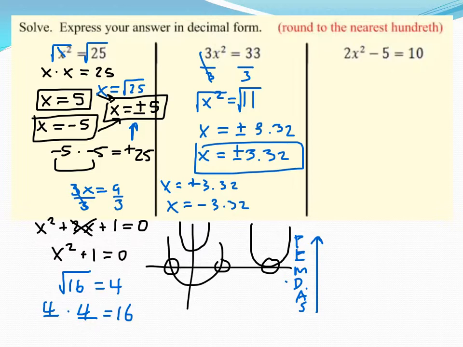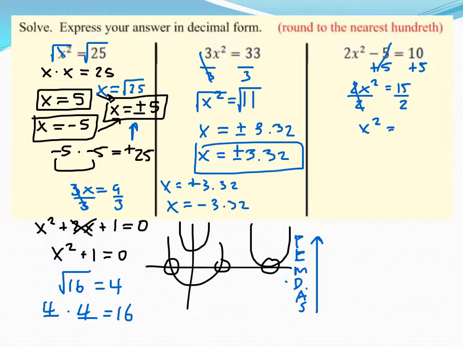Take a look at the next one. I have 2x squared minus 5 equals 10. What do I do first here? Again, opposite order of operations. I'm going to do my adding first. Get that to the other side by adding 5. I get 2x squared equals 15. Then I'm going to divide by 2. I get x squared equals 15 divided by 2.